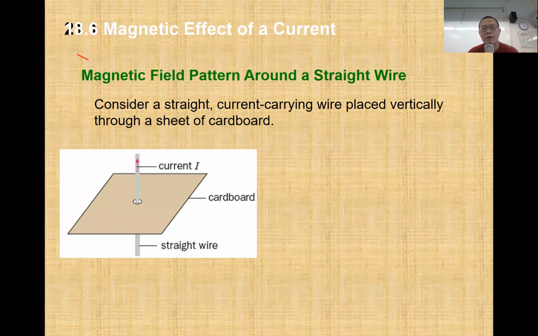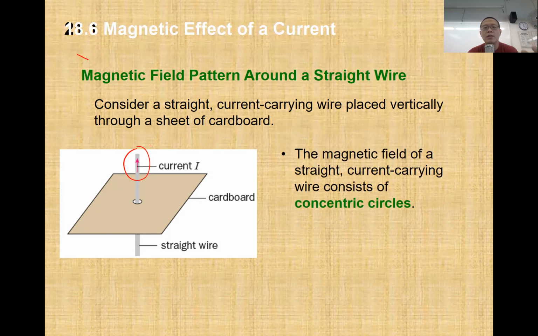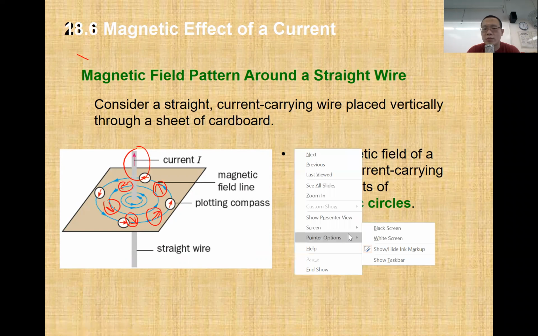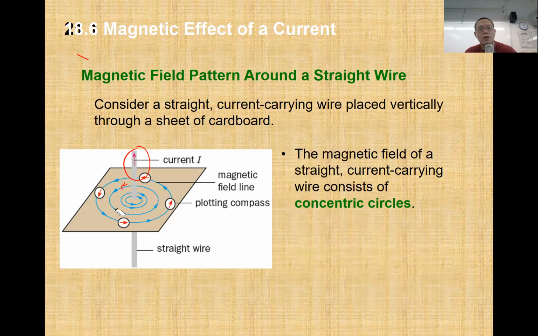Here is how it goes. Basically, you have a current, and you look at it in terms of the magnetic field lines, investigating using the same method. For example, you put a compass on the cardboard, and you'll find that the compass will point in a certain direction, like what you did to identify the magnetic field lines. The strange effect is that there will be what we call concentric circles on the cardboard.